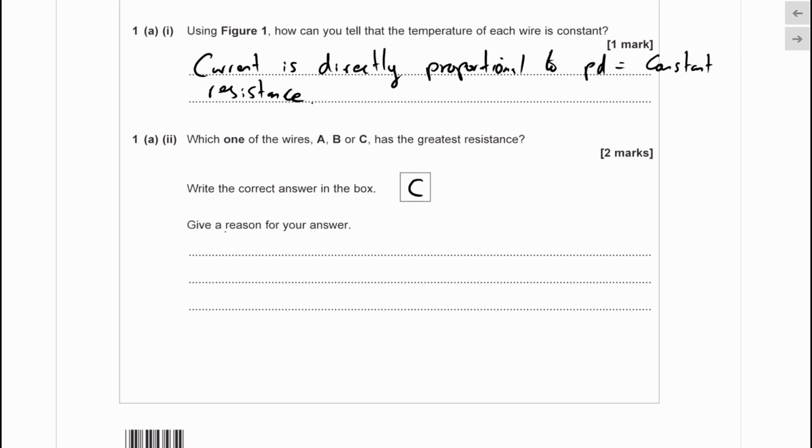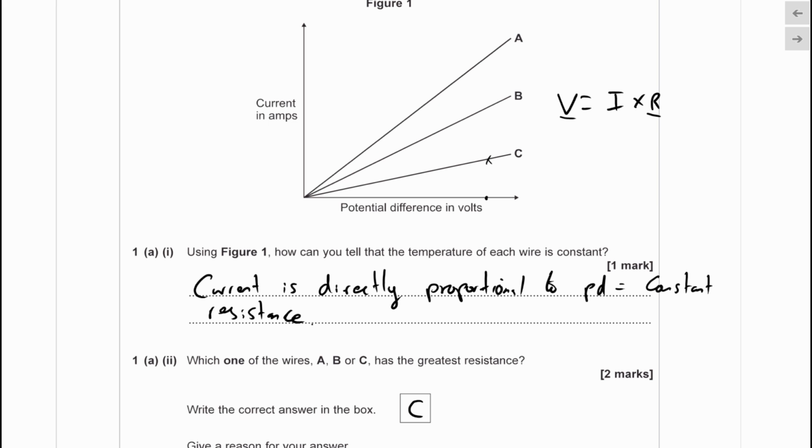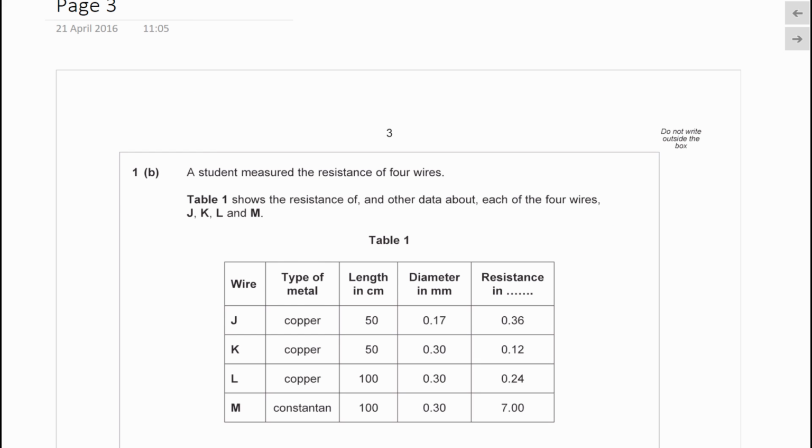And the reason will be that for the same potential difference, going up here, you can see from the same potential difference where I've marked these crosses, the current is the lowest in C. Current smallest in C. All right. Okay, so let's move on.